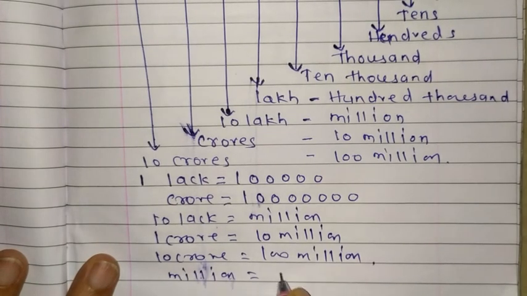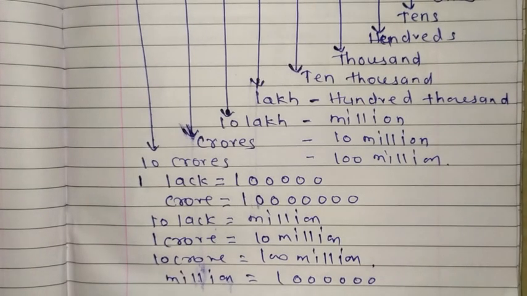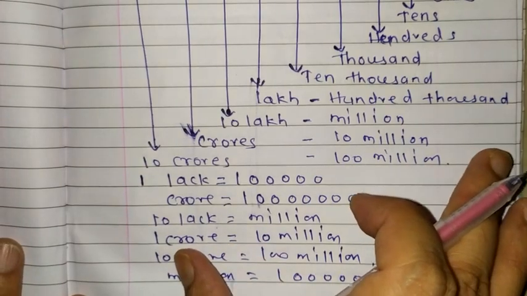So here one more important thing: 1 million means 6 zeros will be there. 1, 2, 3, 4, 5, 6. So in lakh how many zeros? 5. Crore, how many zeros? 7. In million, how many zeros? 6. Got it? So these things you keep in mind, it will help for solving exercises. Now after this we will see the use of comma.